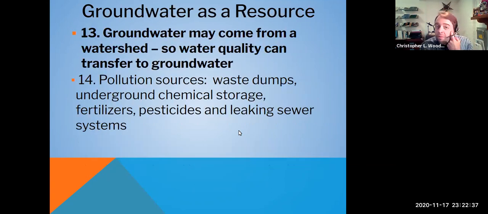So groundwater may come from a watershed. Remember, all water in a watershed drains to one local source. So if that water becomes contaminated by waste dumps, chemical storage, fertilizers, pesticides, or leaking sewer systems, it can leak out on the ground or it can leak into our groundwater system. Either way, all of that water in that watershed is going to be contaminated because it's going to mix with all the other groundwater.